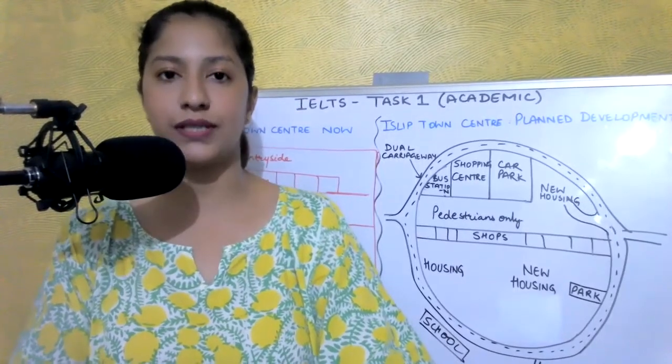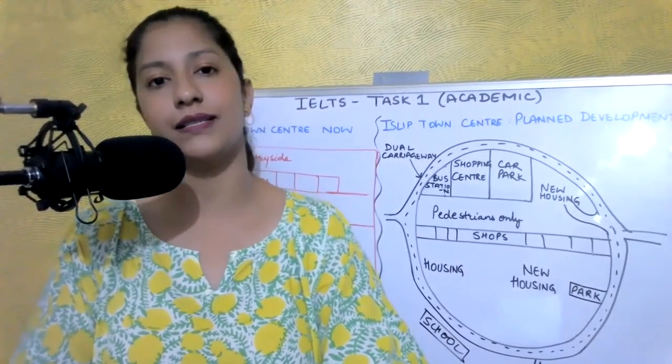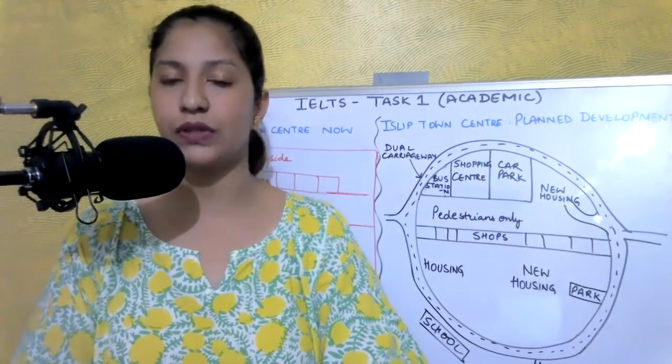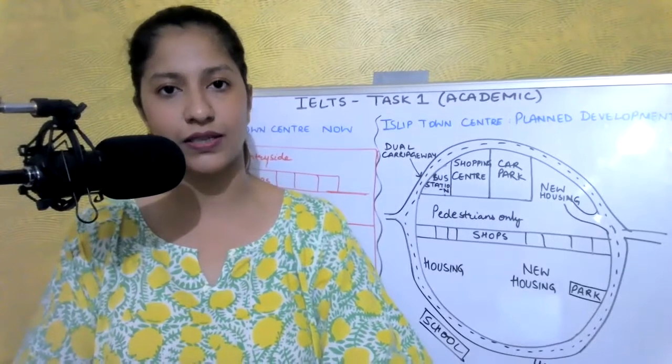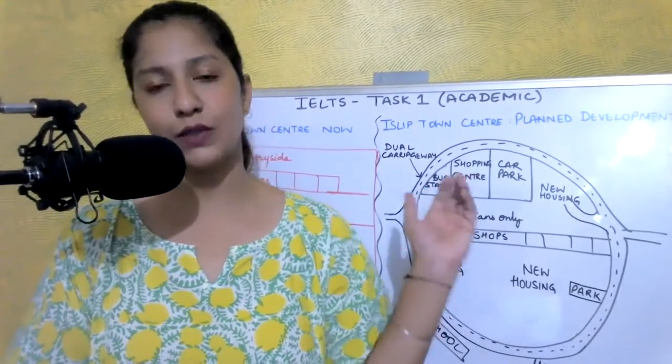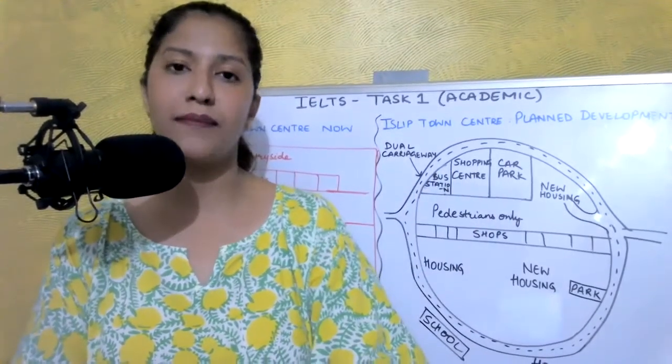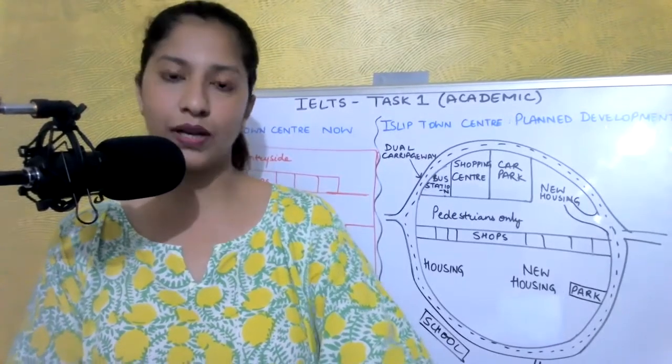Today, we are going to discuss how we write task one for academics, which is generally a map, a chart, a bar graph, a pie chart, a line graph. So today, specifically, I'm going to discuss maps, which is given to you. I'm going to read out the question.